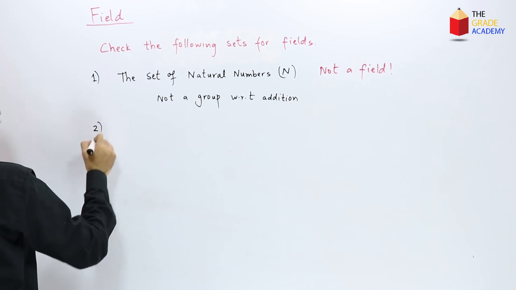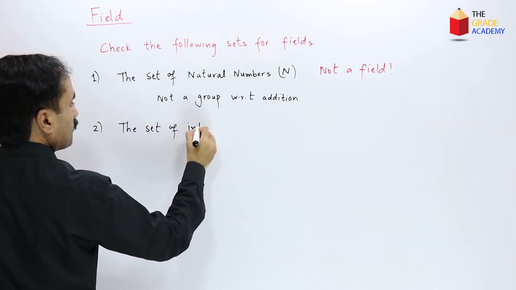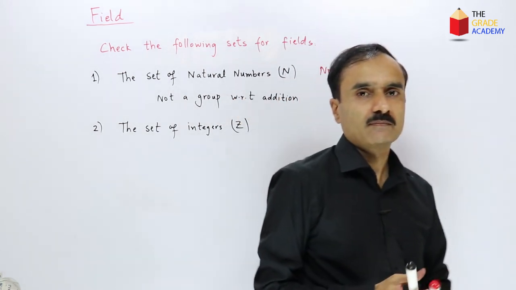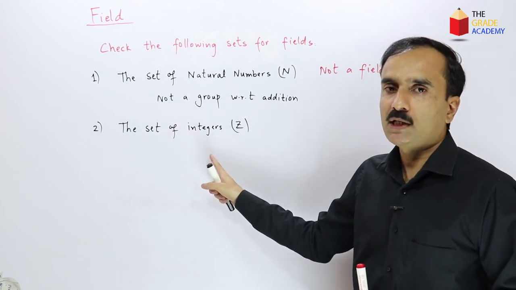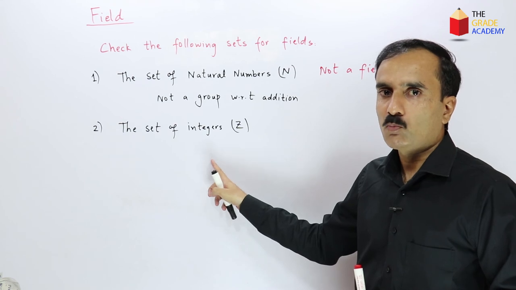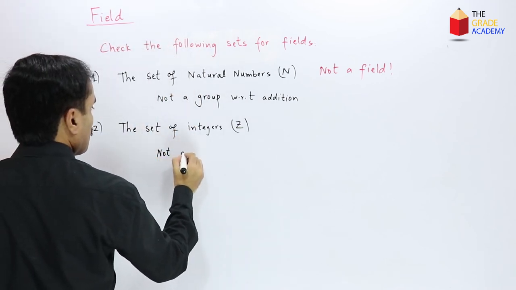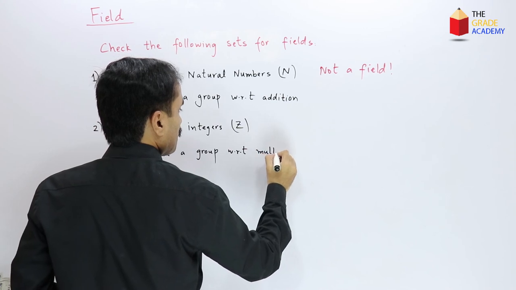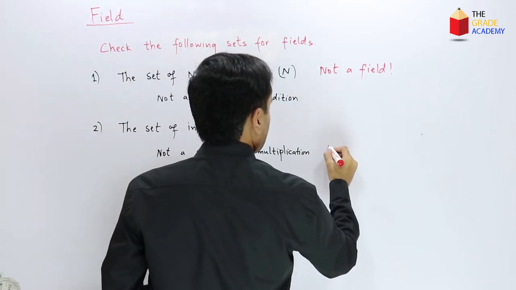And the second example, the set of integers, Z. So is this a field? The set of integers does have negative numbers and zero, so it is an abelian group with respect to addition, but it doesn't have fractions, so it is not an abelian group with respect to multiplication. So this is not a group with respect to multiplication. So, hence, this is not a field.